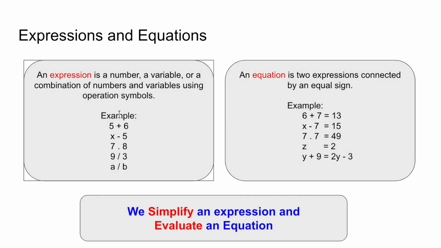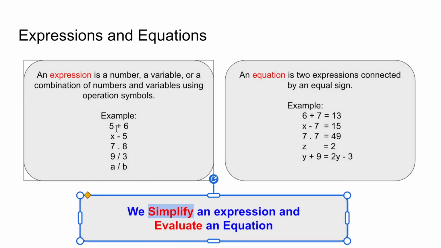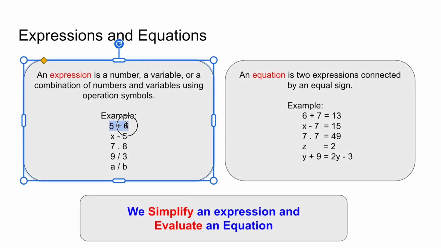And what is the difference between an expression and an equation beyond that? An expression is what we can simplify. We'll see how to. In this case, 5 plus 6 is 11. That is what simplification is. When you say simplify, basically it becomes 11. Here, unless you know the value of x, you will not be able to simplify further. 7 times 8 is 56. You will be able to simplify this. 9 divided by 3 is 3. That is how you simplify this. A divided by b, you can't simplify any further. That is the most simplified form of this expression because you don't know the values of a and b.